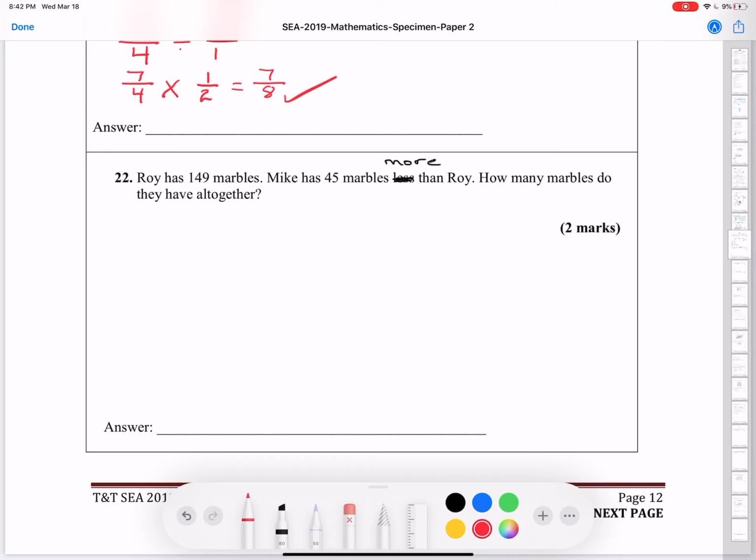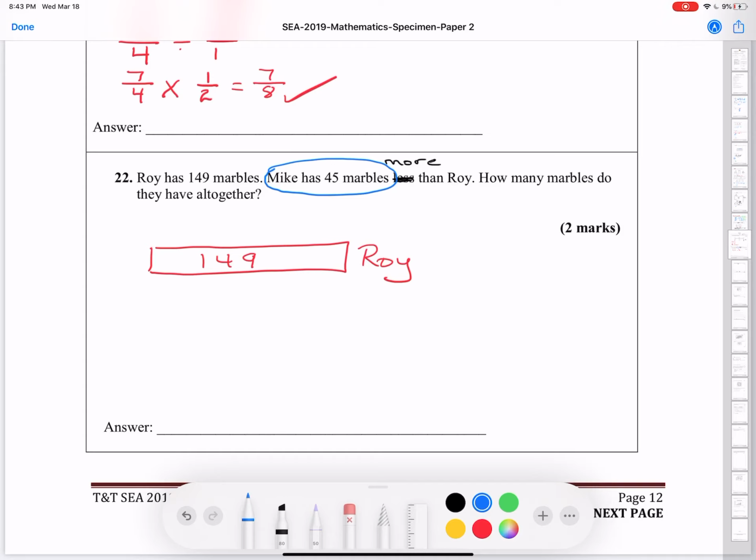So let's draw a bar for Roy. Roy has 149 marbles. That's 149. And that's Roy. That's the bar we're talking about. Let me use a different color for Mike. Mike has 45 marbles. Aha. That's where a lot of children get tied up. They're reading this part here. Mike has 45 marbles. Does Mike have 45 marbles? Well, probably put 45 and more, not just 45.